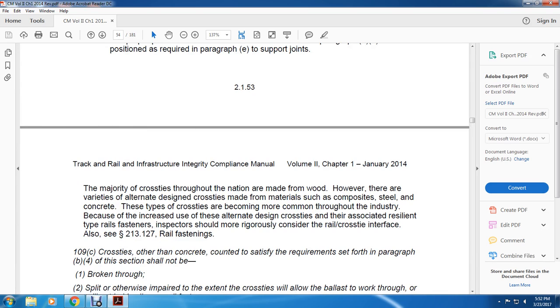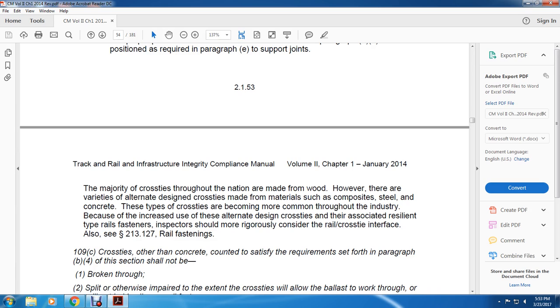The majority of the cross ties throughout the nation are wood, however there are a variety of alternate design cross ties made with composite materials, steel, or concrete. The type of cross tie most commonly used throughout the industry varies because of the increased use of alternate design cross ties associated with the resilient type of rail fasteners.